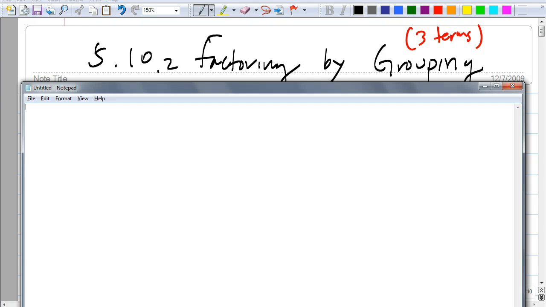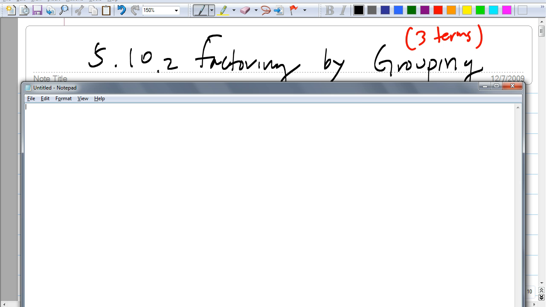Okay, today we're going to talk about the second day of factoring by grouping. Last time we factored by grouping with two terms. Remember, we gathered two terms. Today we're going to be gathering three terms, but we talked about this before, haven't we? When do we want to gather three terms?